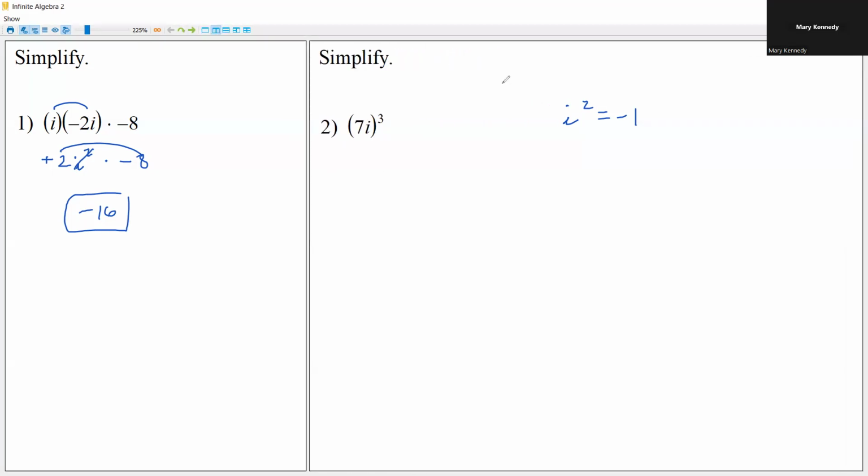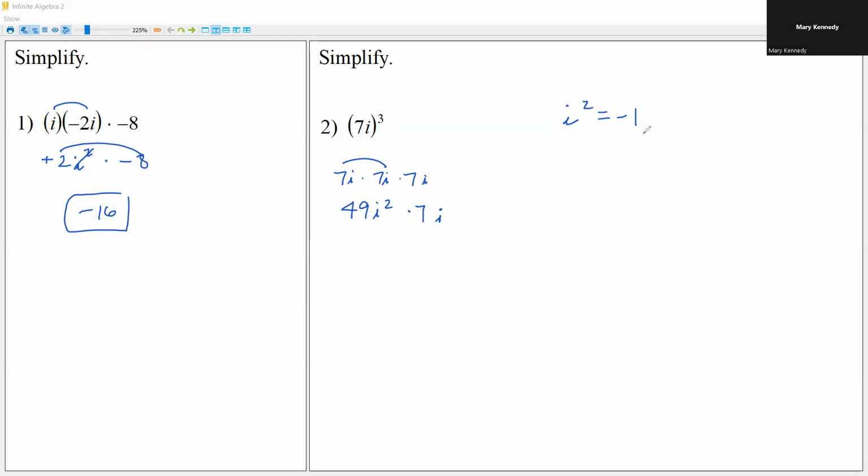So let's take a look at the second one. 7i, all of it is cubed. So that's 7i times 7i times 7i, right? So 7 times 7, that's 49. i times i is i squared. I'll bring down the 7i again.